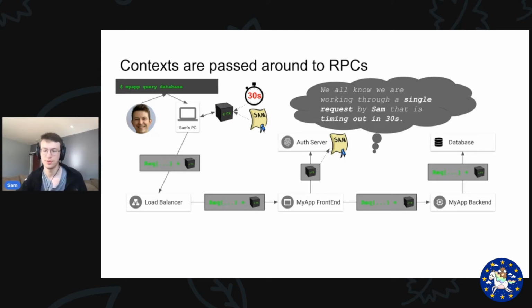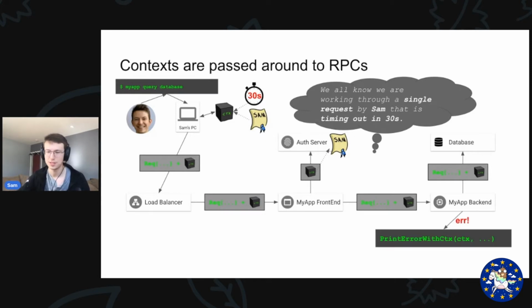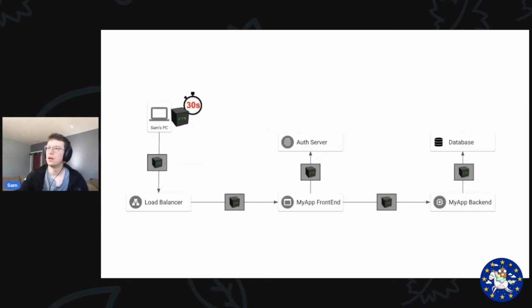And that's useful for a lot of reasons, one of which is, let's say an error occurs in the back end. There are a lot of logging libraries that can take a context, or you can write your own that will sort of print that state and be like, okay, this request by Sam is erroring out, even though it's deep down the network stack.